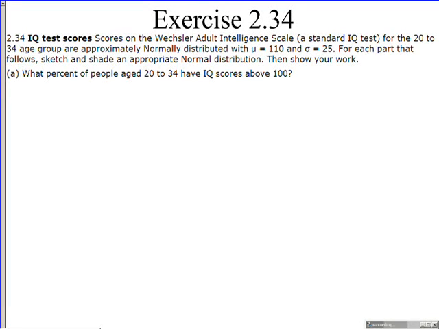Problem 34. Scores on the Wechsler Adult Intelligence Scale, a standard IQ test for the 20 to 34 age group, are approximately normally distributed with a mean of 110 and a standard deviation of 25. For each part that follows, sketch and shade the appropriate normal distribution, then show your work. What percent of people aged 20 to 34 have IQ scores above 100?